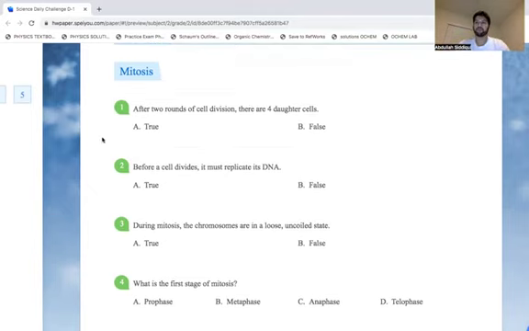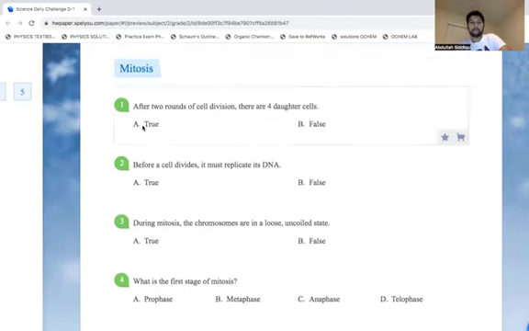There's also a formula that's like 2 to the power of n equals the number of daughter cells, where n equals the number of rounds of cell division. So with 1 round of cell division, 2 to the power of 1 is 2. 3 rounds of cell division, 2 to the power of 3 is equal to 8.